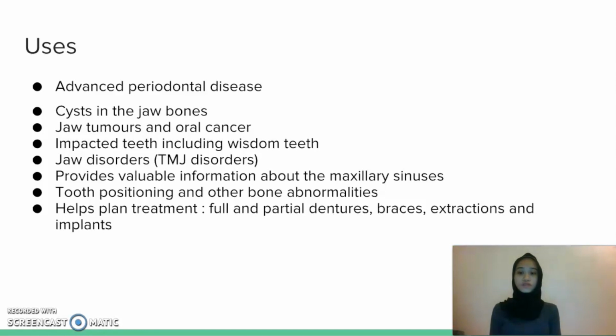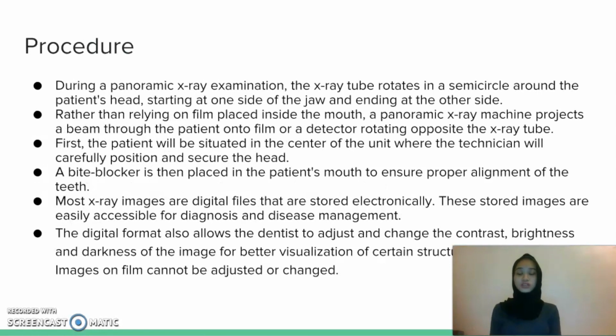The OPG provides valuable information about the maxillary sinuses, and is also used in tooth positioning and other bone abnormalities. OPG also helps in planning treatment for full and partial dentures, braces, extractions, and implants. Next is a procedure on how OPG is taken.